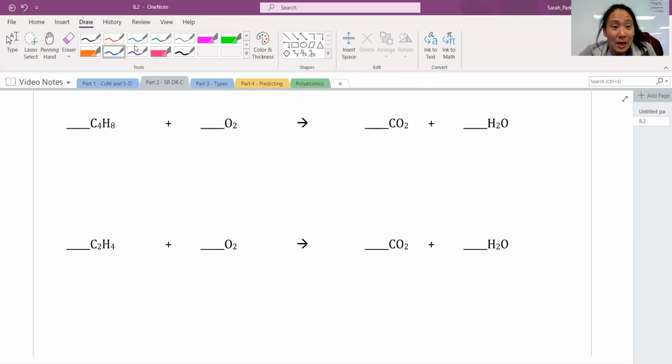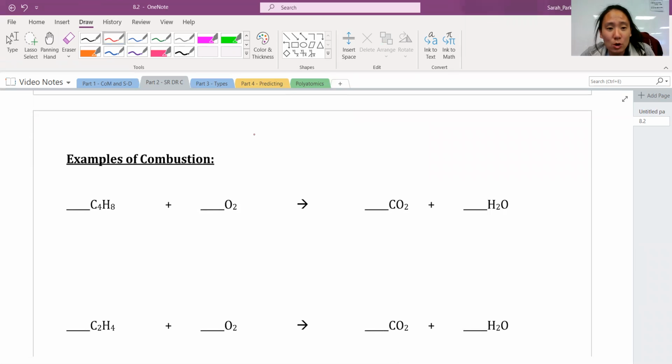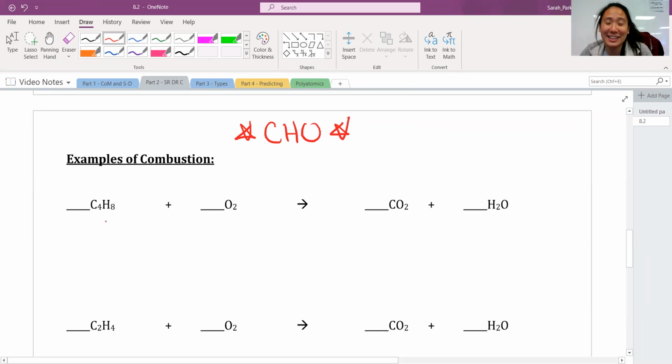Okay, so now these equations are very special, and you should be able to spot them very easily, because we call them the CHO equations. CHO, because the only elements that exist here are C's, H's, and O's: carbons, hydrogens, and oxygens. They don't have polyatomics. It's just a CHO equation.